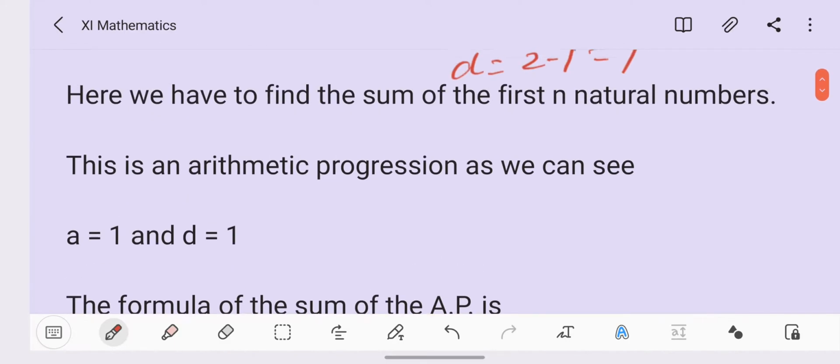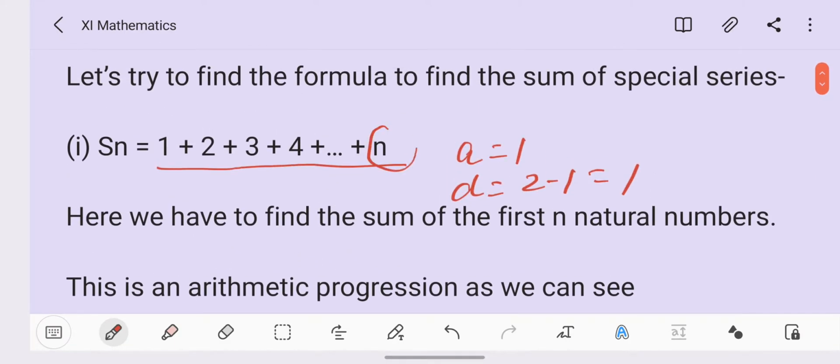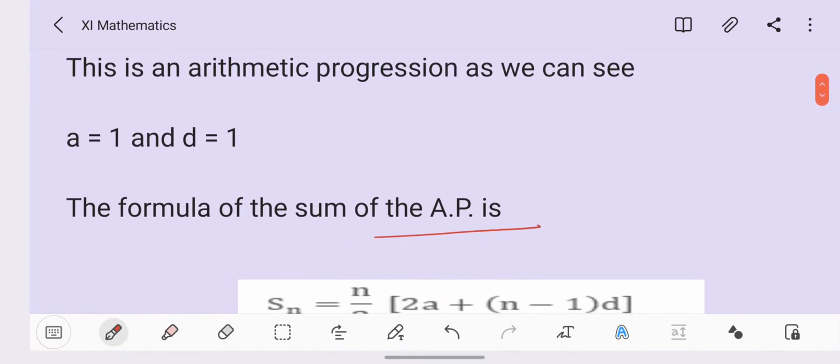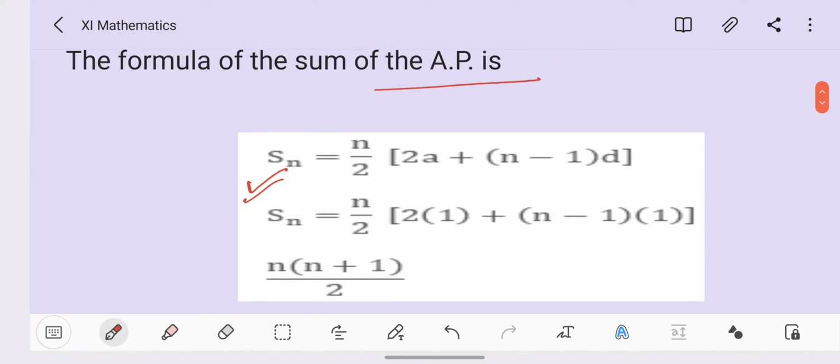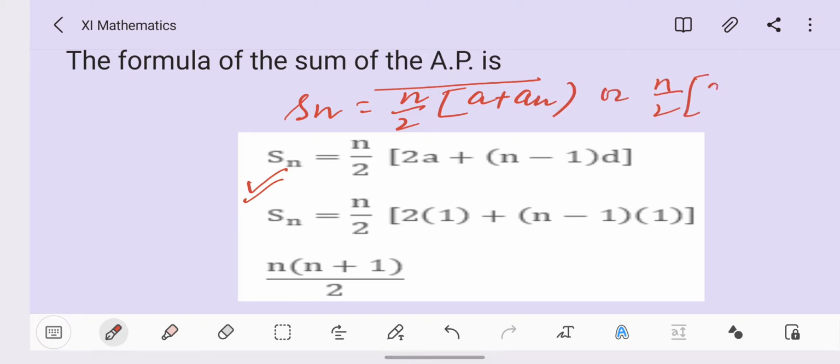Now, as you know, from the given series, the last term is already known, which is n. So instead of this formula, you can simply derive another one for finding the sum using the last term. You can use this formula, that is Sn equals n by 2 into a plus an, or n by 2 into a plus l, where l is the last term.